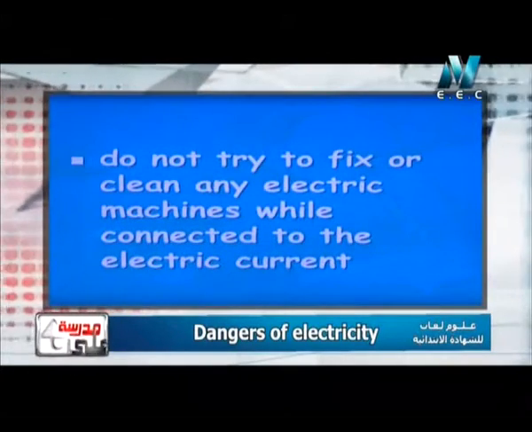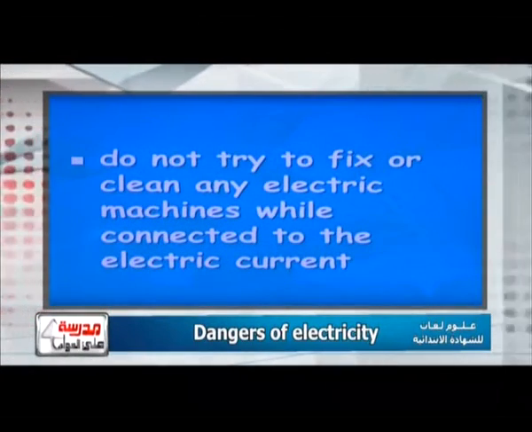Don't try to fix or clean any electric machine while connected to the electric current. ما ينفعش اصلح اي جهاز او انضفه، حتى for example television receiver vacuum cleaner while it's connected to electric current، يكون هو متوصل بالتيار الكهربي. لا، لازم اعزله تماما وممكن اشتغل فيه if I know how to deal with this device. لو انا عارف ازاي اتعامل مع الجهاز ده. For example your mobile your laptop you want to fix it، لازم اتعامل مع الجهاز واكون فاهم كويس قوي بتعامل معاه ازاي but must be disconnect، لازم يكون غير متصل بالكهرباء تماما.